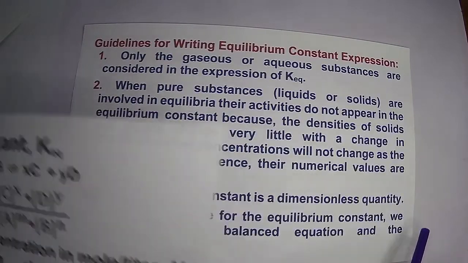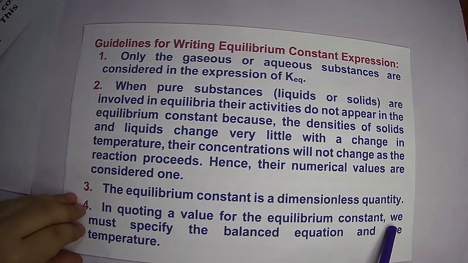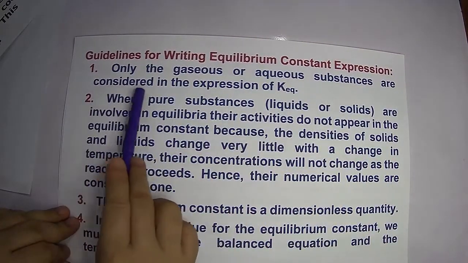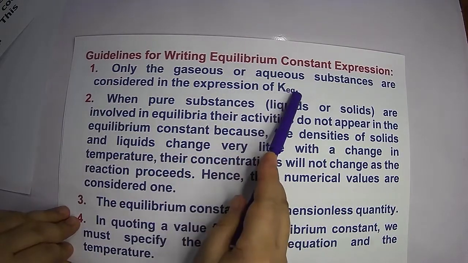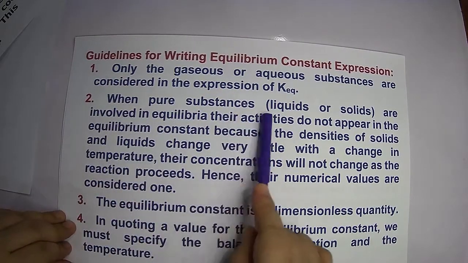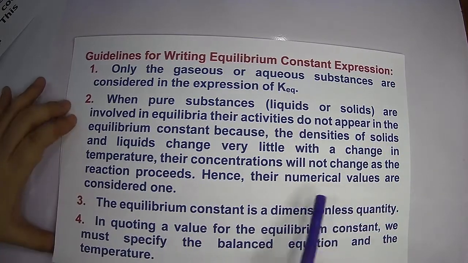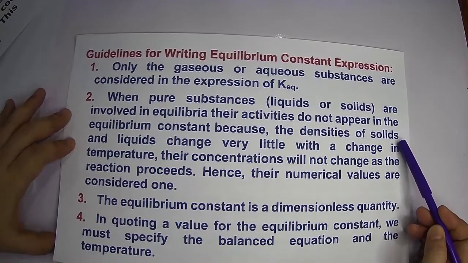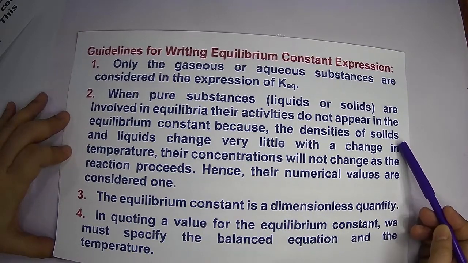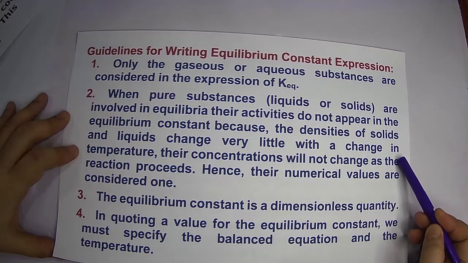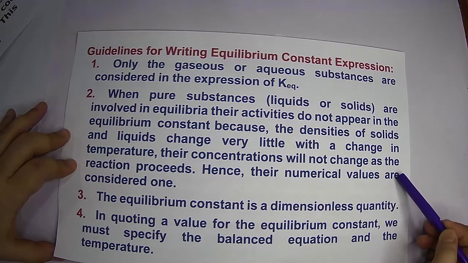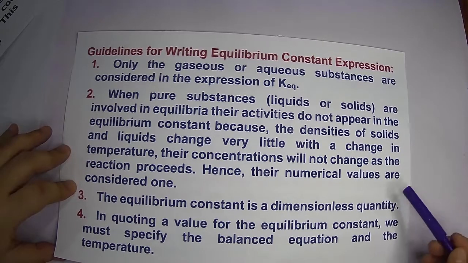So we have here guidelines for writing the equilibrium constant expression. Number 1, only the gaseous or aqueous substances are considered in the expression for Keq. Number 2, when pure substances such as liquids or solids are involved in the equilibria, their activities do not appear in the equilibrium constant because the density of solids and liquids changes very little with a change in temperature. Their concentration will not change as the reaction proceeds. Hence, the numerical values are considered 1.